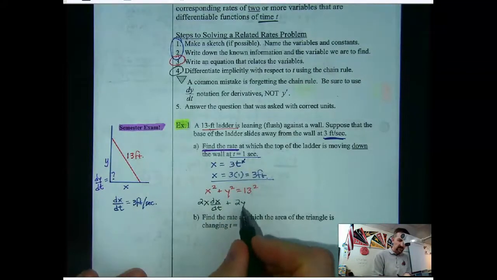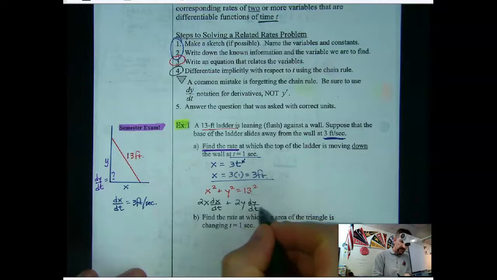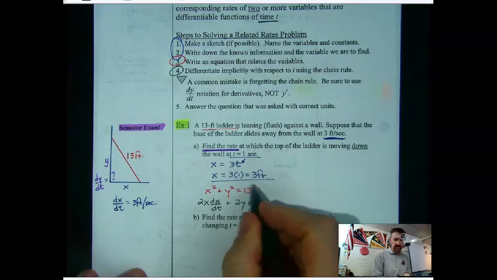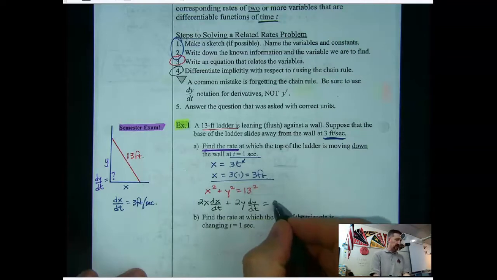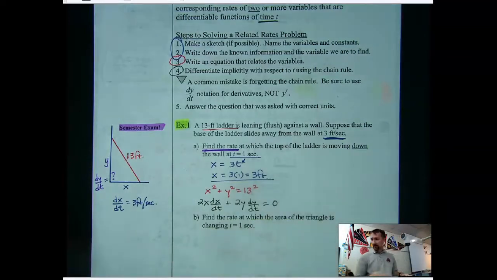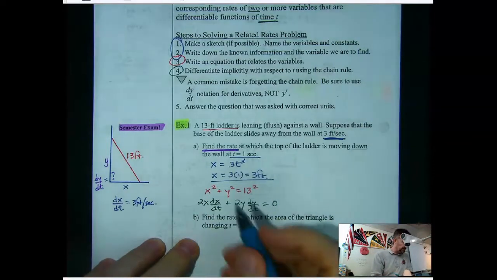And so here, hopefully you can see, pause the video and think about it. That should be dy dt. This messes up people sometimes. That's a constant. 13 squared is a constant, and the derivative of a constant is 0. All right, so now what? Now we can start plugging in some numbers.